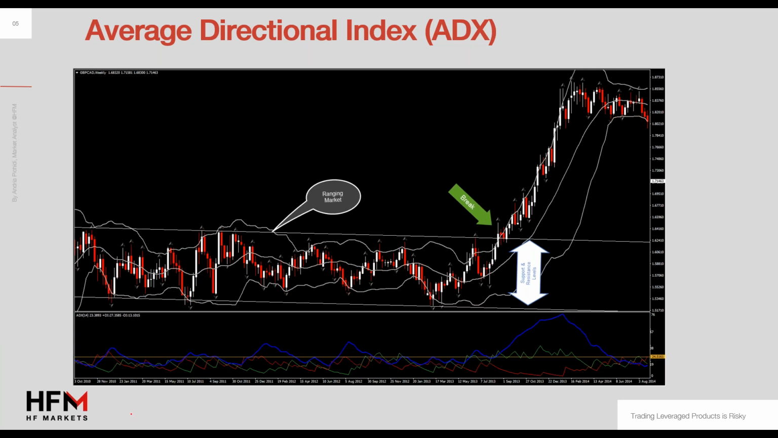Values below 25 mean weak trend or no trend. And over here, we've seen that ADX was indeed temporarily rising above 25, but turning below it again and again. It's because we were in a ranging market. If you connected the lows and the highs, you can see that we're in a ranging market. So it's good to use channels or trend lines.